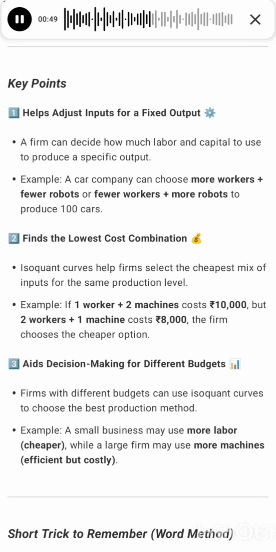the cheaper option. 3. Aids decision-making for different budgets. Firms with different budgets can use isoquant curves to choose the best production method. Example, a small business may use more labor, cheaper, while a large firm may use more machines, efficient but costly.